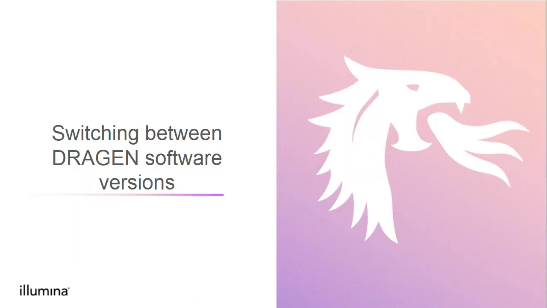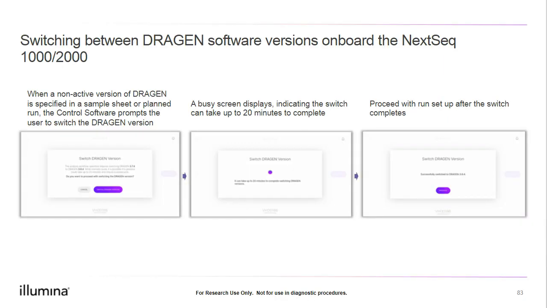So now we'll talk about switching between the different DRAGEN software versions. You can have multiple different versions of your DRAGEN workflows installed on the instrument at the same time. DRAGEN version switching will occur between hybrid and local run setups. When the user selects to set a run by loading a sample sheet or selecting a planned run where a non-active version of DRAGEN is specified, for instance, if the user uploads a sample sheet that specifies version 3.8.4 of the DRAGEN enrichment workflow, when the active DRAGEN version on the instrument is 3.7.4, you will then be prompted to switch to 3.8.4. And then you will, as seen on the screenshot at the left.